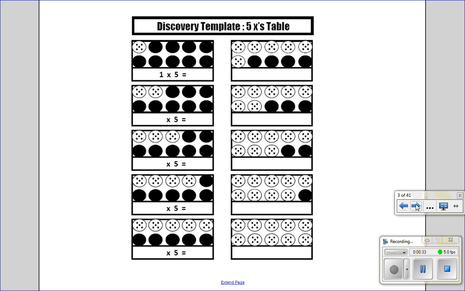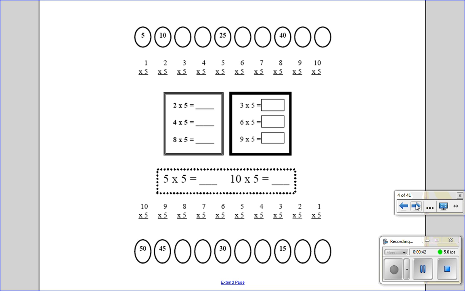Okay, so first, every single chapter starts out with a discovery template. I'll go through it in detail, but basically there's the front right here, and this is the back. They would be done theoretically on a Monday to help the kids become familiar with where the facts come from.